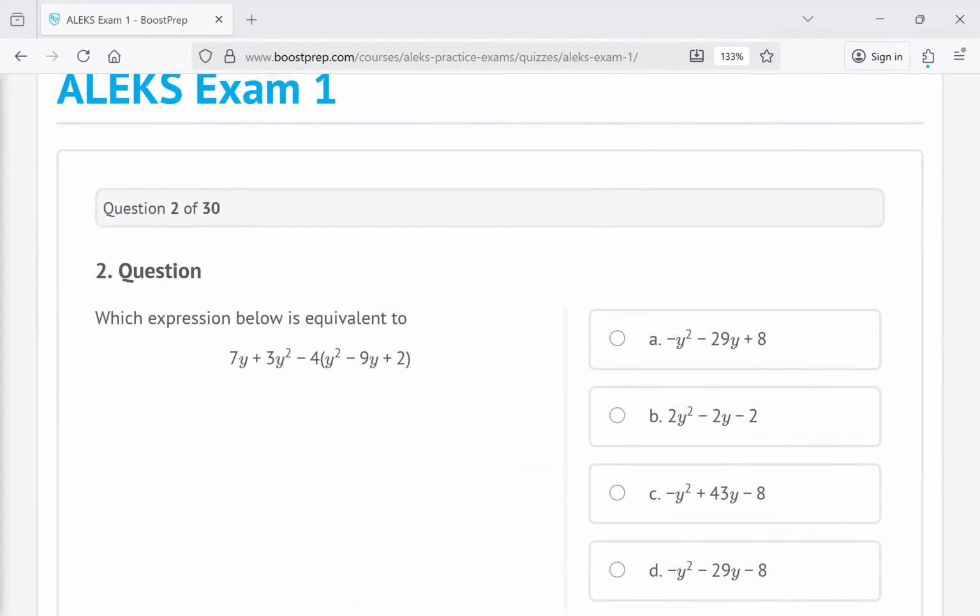Let's move on to question two. Which expression below is equivalent to this? All you've got to do is basically FOIL and clean it up. The first thing I would do is FOIL out this negative 4. So this is going to be negative 4y squared. And then negative 4 times negative 9y is positive 36y, right? Negative times negative is positive. And negative 4 times positive 2 is negative 8. We haven't done anything with this, so just bring it down.